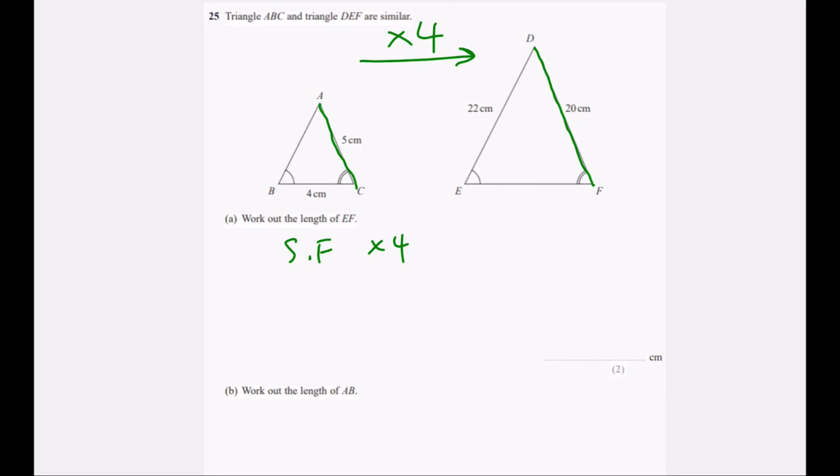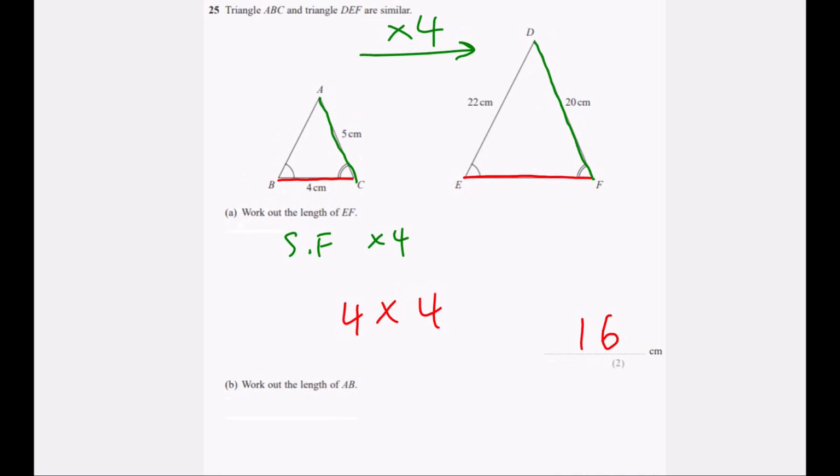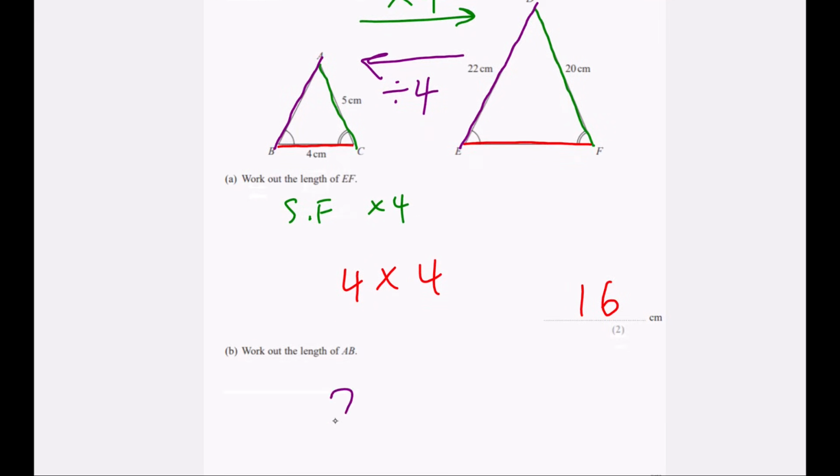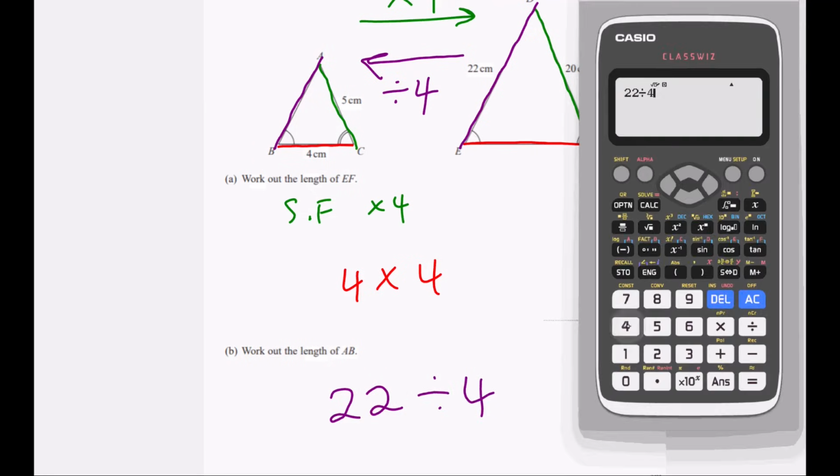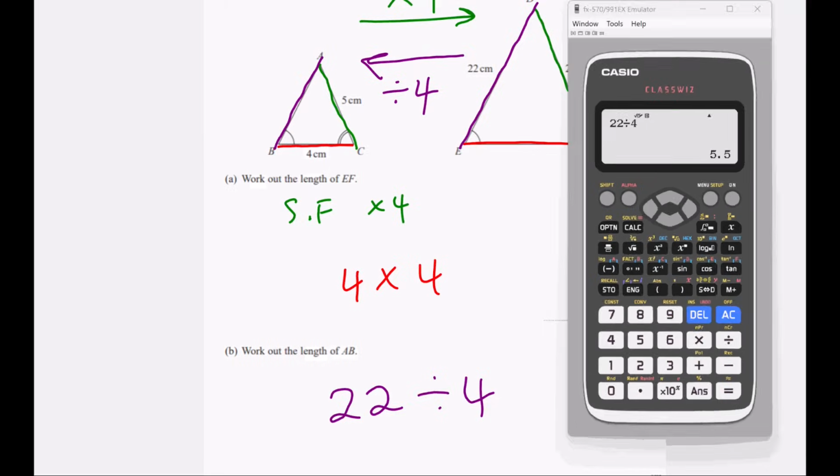So we can find EF. These two sides go together. To go from the small shape to the big shape, we times by 4. So 4 times 4 is 16. The length of AB. If I want to go back from the big shape to the small shape, I do the opposite of timesing by 4. I divide by 4. So to find AB, 22 divided by 4 is 5.5.